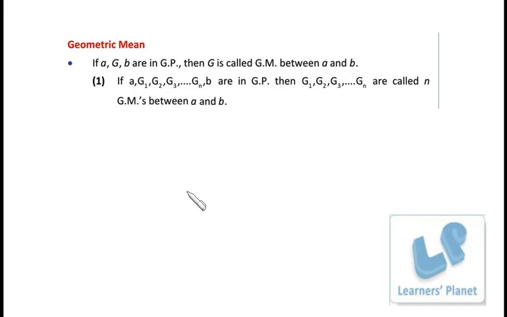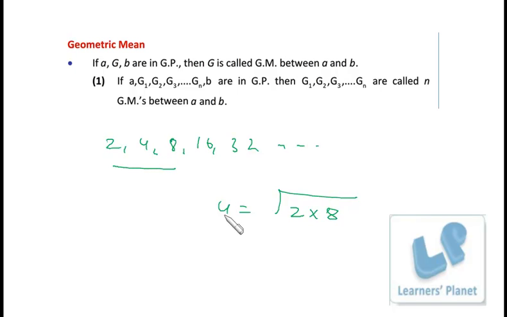Now let's discuss what is the geometric mean. If a, G, b are in GP, then G is called the GM between a and b. Suppose I have 2, 4, 8, 16, 32 and so on, right? In that case, if we take these three terms, then 4 is the geometric mean between 2 and 8. Now what is 4? That is the square root of 2 into 8. What is 8? That is the square root of 4 into 16, right? So the geometric mean is the square root of a into b.